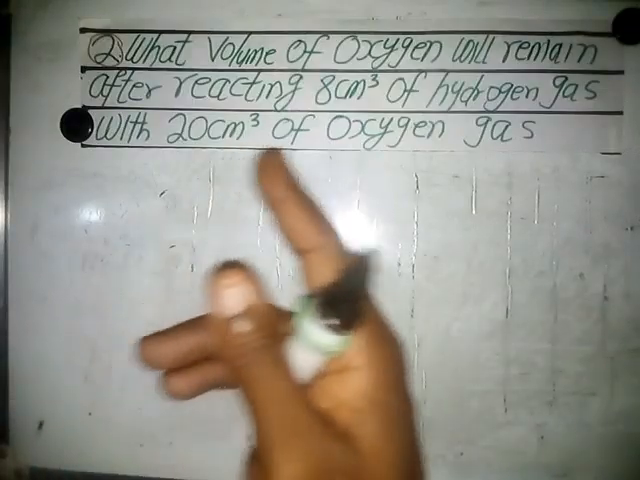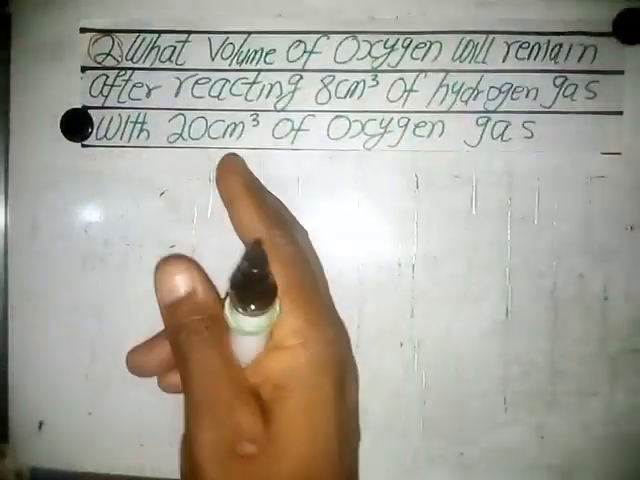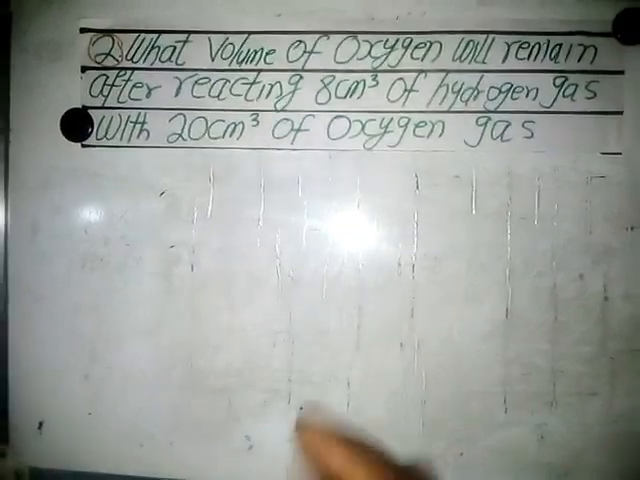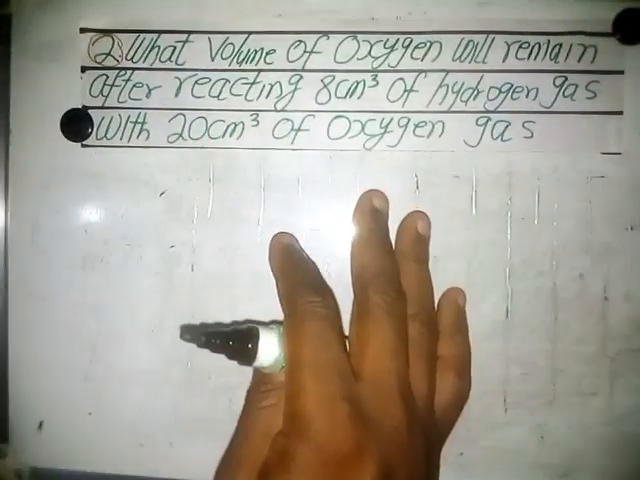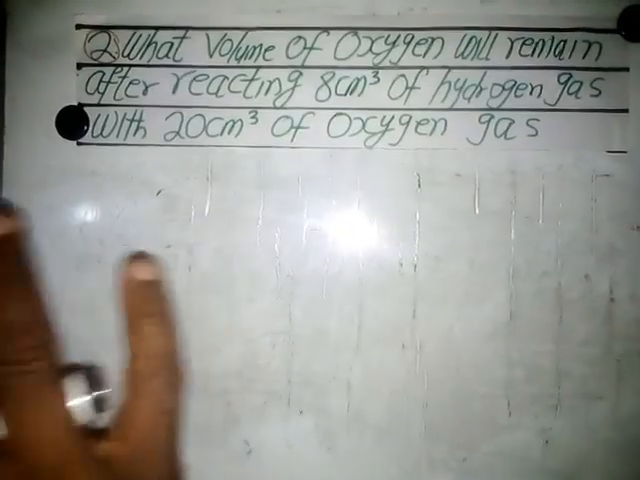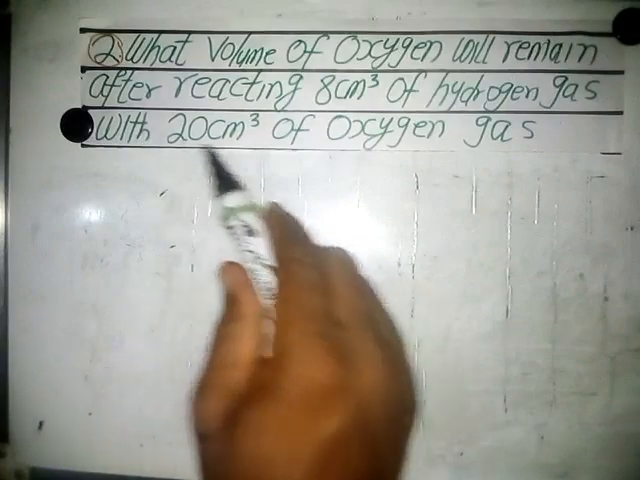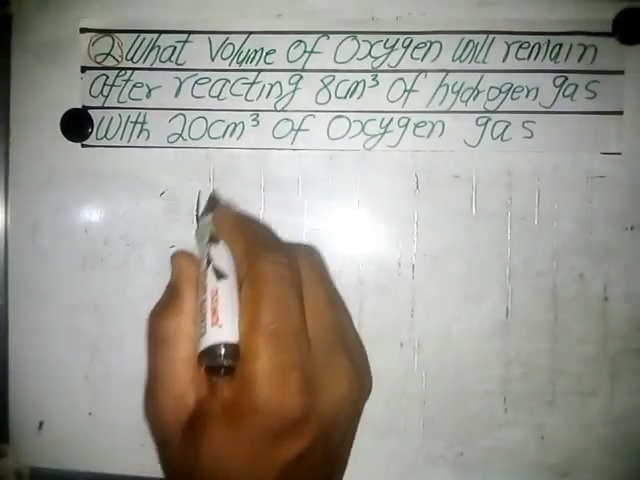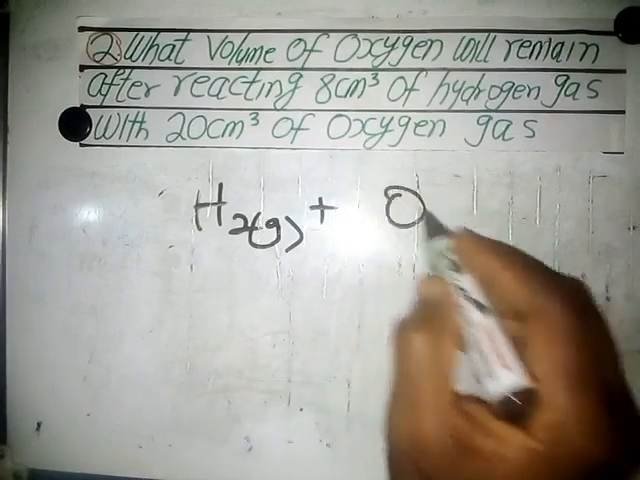This question now: what volume of oxygen will remain after reacting 80 cm cube of hydrogen gas with 20 cm cube of oxygen gas? So in this case, we're looking for the volume of the oxygen that will remain. If you take note, we're not given the equation. That means you have to write the equation and balance it. So it's between hydrogen gas and oxygen.